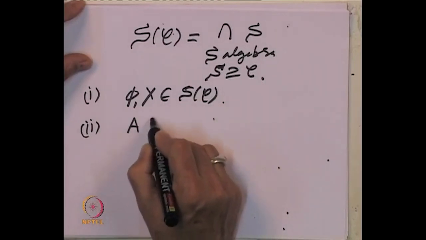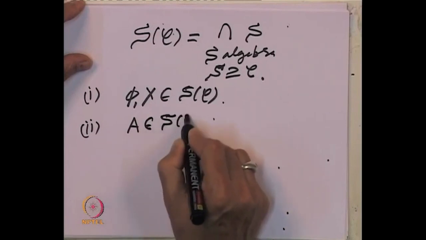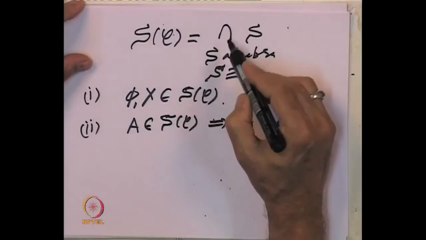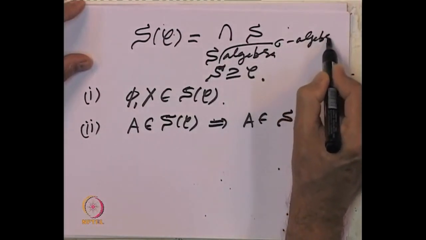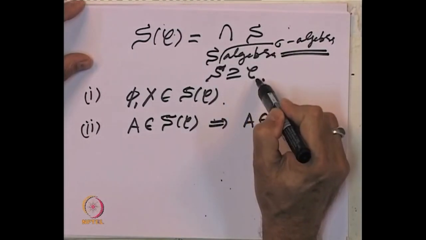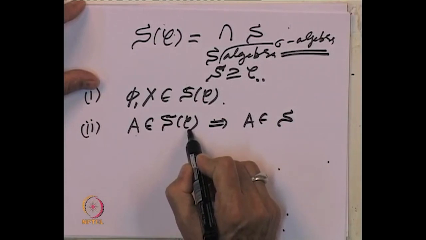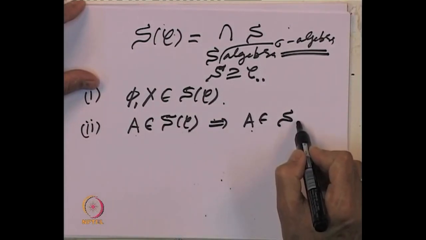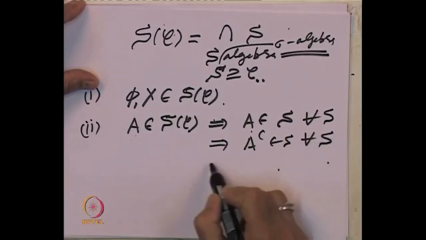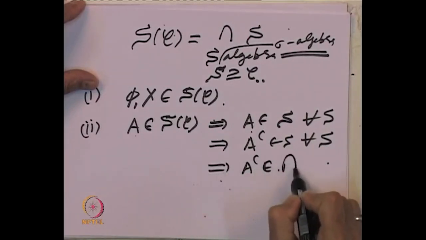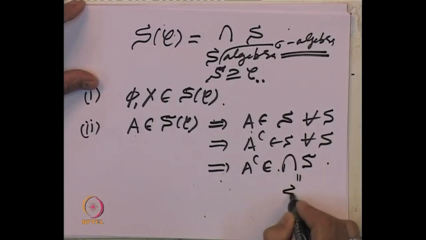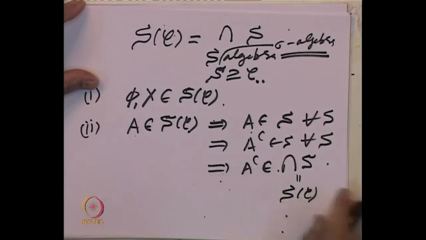The second thing, let us take a set A which belongs to S of C. Oh sorry, this is a sigma algebra. We are looking at the case of sigma algebras, so we are taking the intersection of all sigma algebras which include C. If A is inside the class S of C, then A belongs to S for every S, and S is a sigma algebra, so A complement belongs to S for every S. That implies A complement belongs to the intersection of this whole collection, which is nothing but S of C.